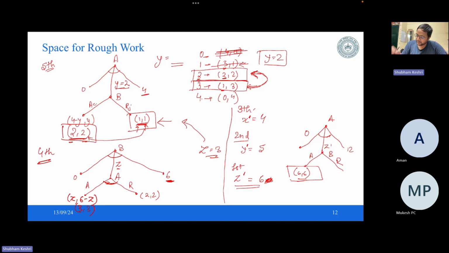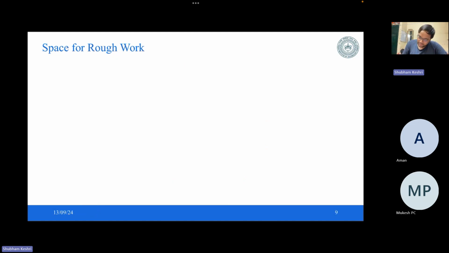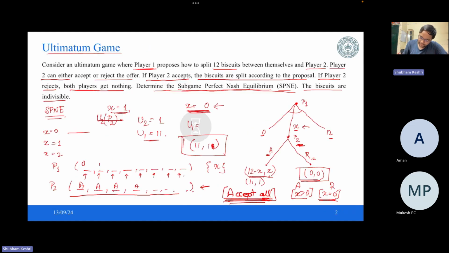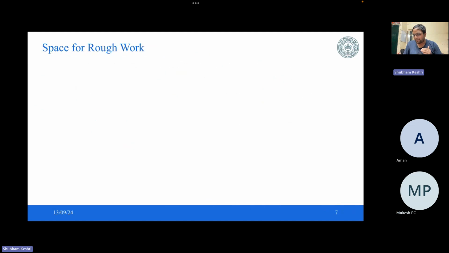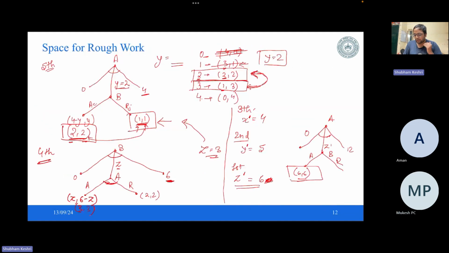So the game ends in the first stage itself, but this doesn't mean that other stages are not playing a role. You see, if this was only a single stage game, what was the outcome for a single stage game? The outcome was 11, 1 and not 6, 6. So the other stages are playing a role, but the game ends in the first stage because of such an offer. And this is the Nash equilibrium of the game. So the game starts, player 1 makes an offer of 6 cookies, player B accepts the offer, and the game ends.